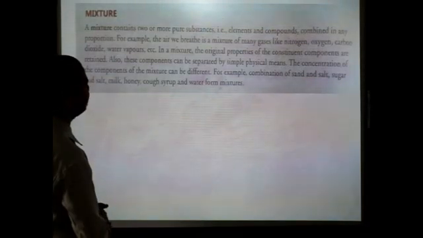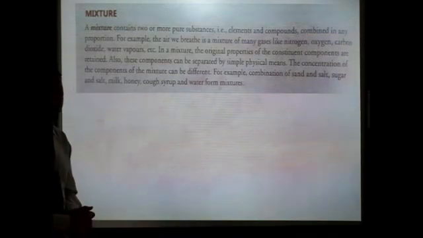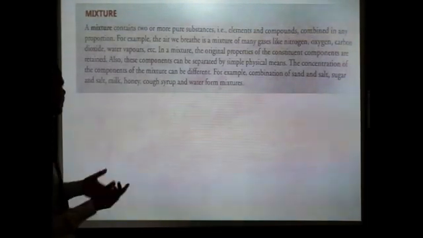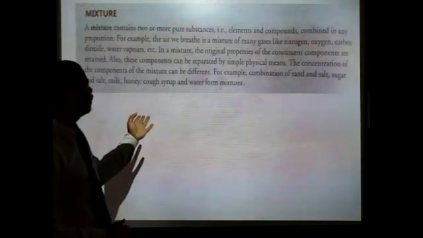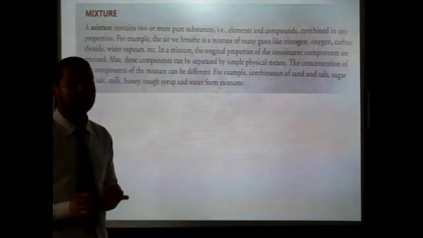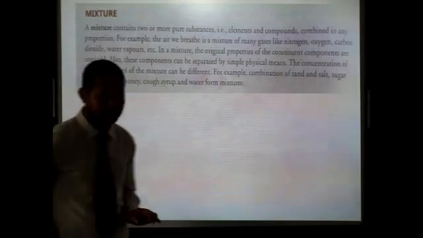So, for example, a combination of sand and salt. If you mix sand and salt, it is a mixture. Sugar and salt, milk, honey, cough syrup and water form mixtures. So these are all mixtures.